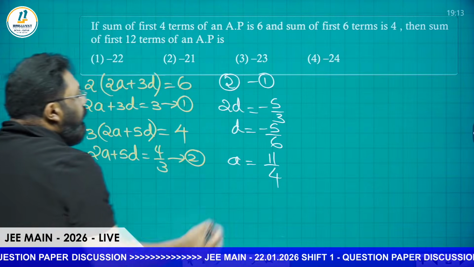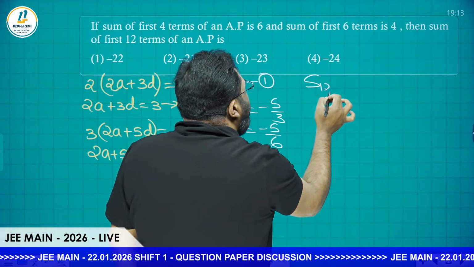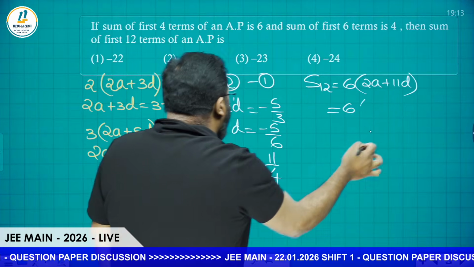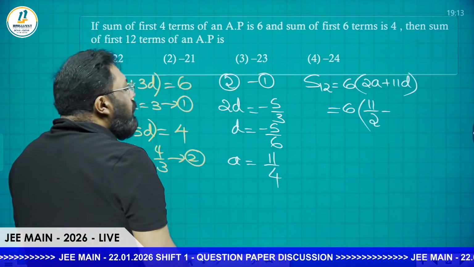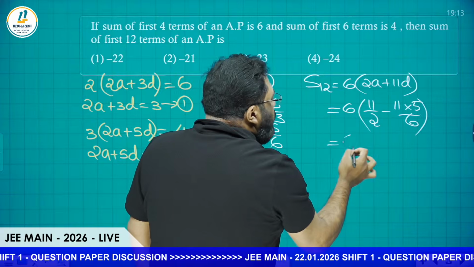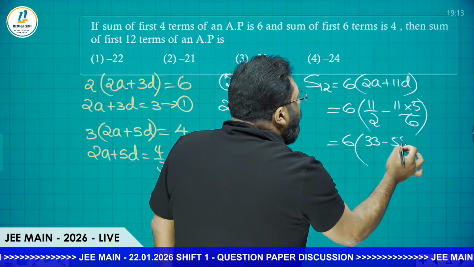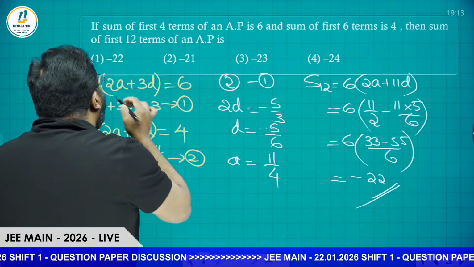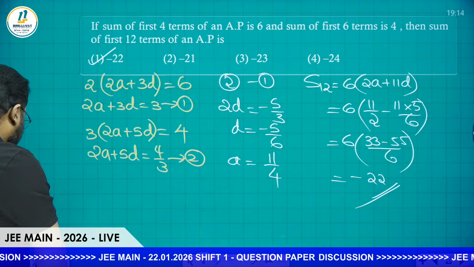So we got the value of a and d, and we'll put it in the formula for the sum of the 12 terms. Sum of 12 terms is going to be 6 into 2a plus 11d. 2 times a is 11 by 2, and minus 11 into 5 by 6. Simplified, 6 into 33 minus 55 by 6, which is equal to minus 22. Very easy, straightforward answer, option 1. Even your 10th standard child can do this.